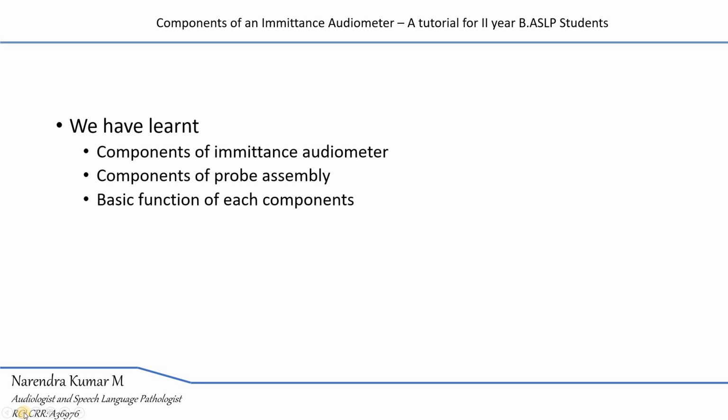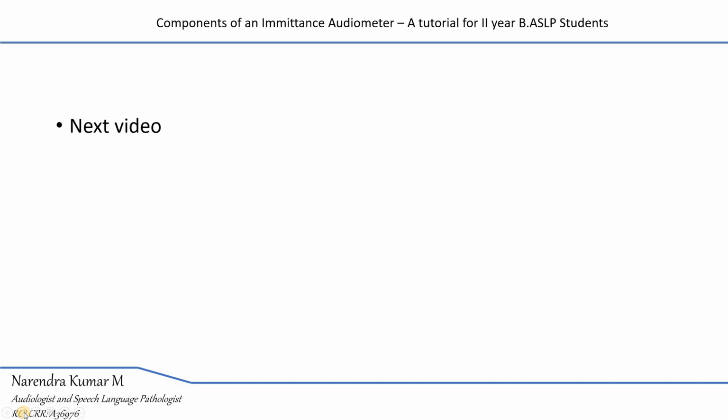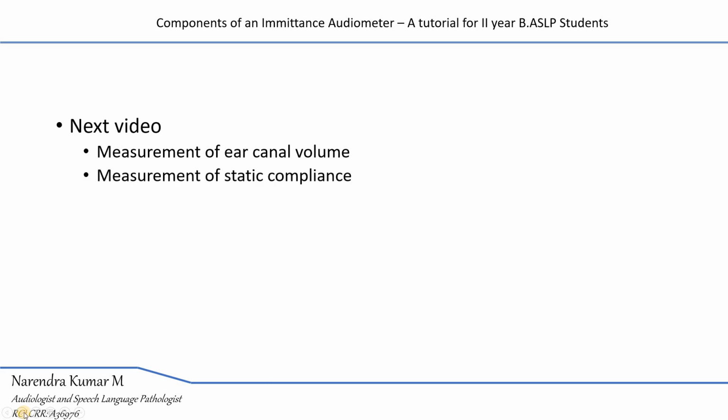In this lecture, we have learnt about various components of the immittance audiometer, the components of the probe assembly and the basic function of each component. In the upcoming lecture video, we will be discussing how the ear canal volume is being measured and the measurement of static compliance of the tympanic membrane, as well as how the tympanogram is graphically plotted.